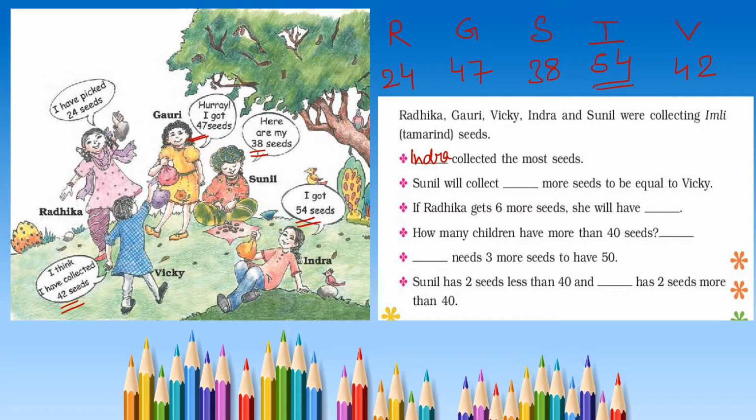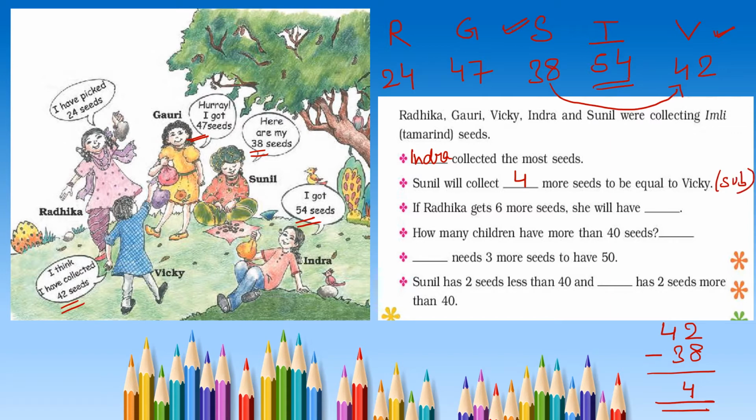Now, second question. Sunil will collect dash more seeds to be equal to Vicky. So over here we can see that Vicky has 42 and Sunil has 38. So Sunil also needs to have 42 seeds. So how many more does he want? So we will subtract the two. We will get the answer 4 more seeds. So Sunil will collect 4 more seeds to be equal to Vicky. We subtract over here.